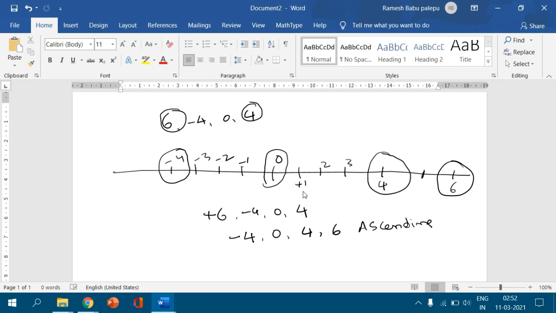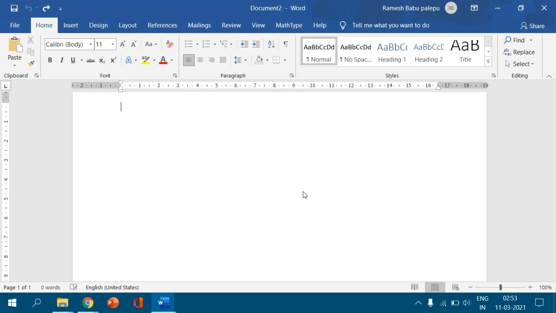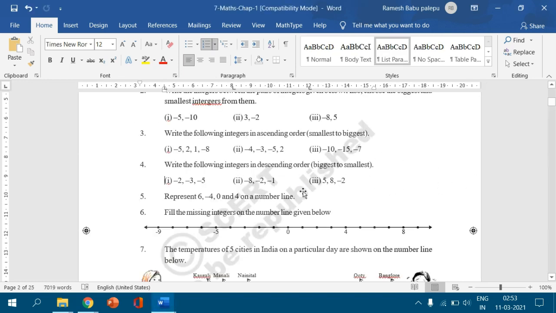Ascending. Suppose we write from bigger to smaller, that is 6, 4, 0, minus 4. This is the descending order. Okay, friends, I hope you can understand, right? I will clear this one and go to solve the next problem, right?